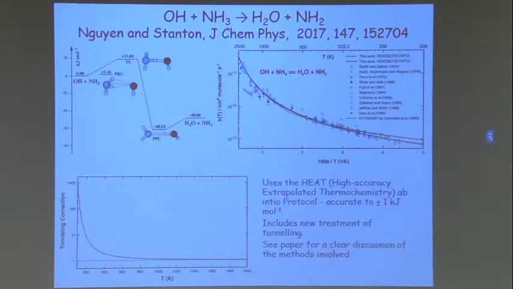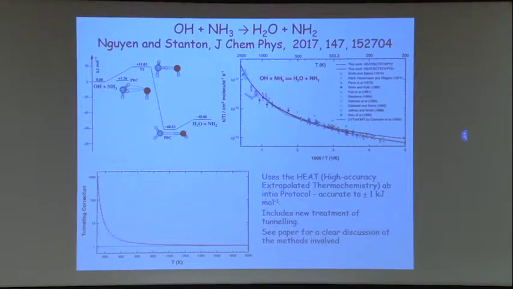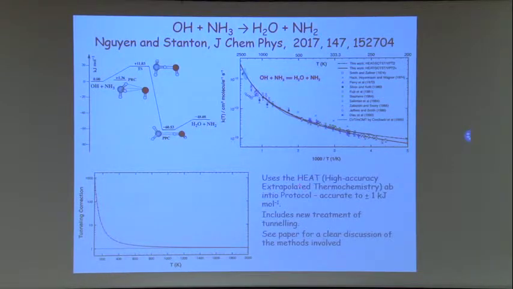This is a calculation by John Stanton using a method called HEAT, of which he is the leading exponent. This is High-accuracy Extrapolated Ab initio Thermochemistry, and this is accurate to about 1 kilojoule per mole. And it includes a new treatment of tunneling. It's a very good paper to read to understand how these high-level calculations are done.